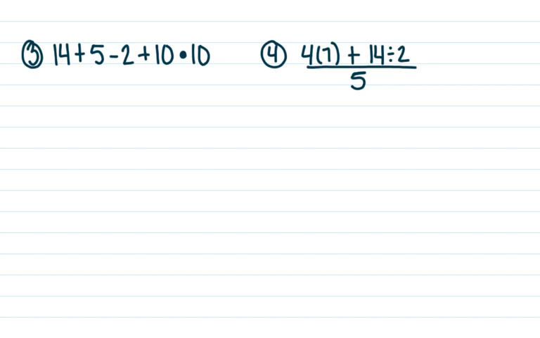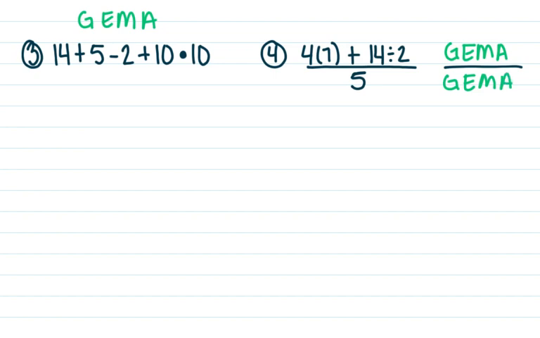Let's go ahead and do a few more here, a little bit harder. So again, before I even start my problem, I'm going to write GEMA. Now number four is a special case. I actually am going to have a GEMA on the top and also on the bottom, because this is a longer problem that involves a fraction of sorts. But we're going to go ahead and start with number 3 here. For number 3, do I have any grouping symbols?